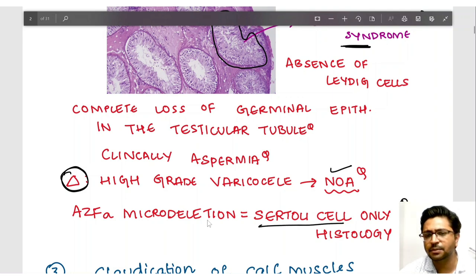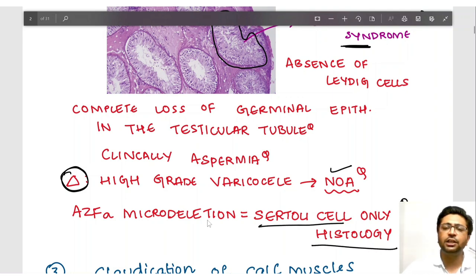This is a new question which has appeared now. So Sertoli cell only histology, there is absence of Leydig cells, there is complete loss of germinal epithelium in the testicular tubule, and one should remember non-obstructive azoospermia, and this is classically seen in high grade varicocele. So we're going to see this in high grade secondary varicocele.